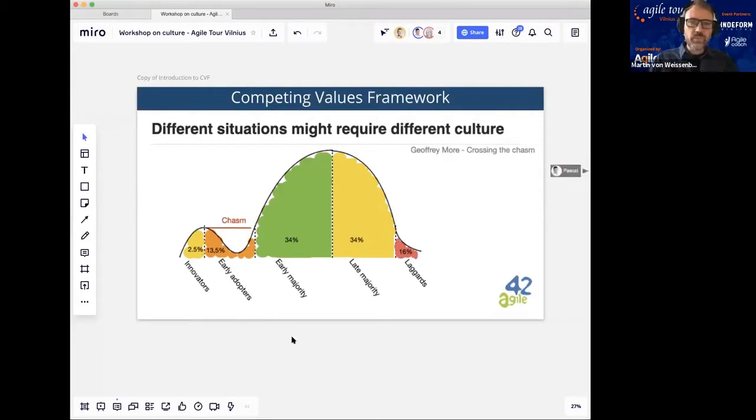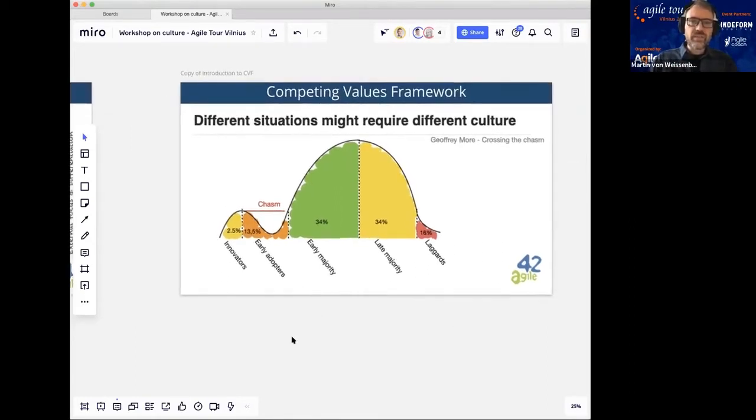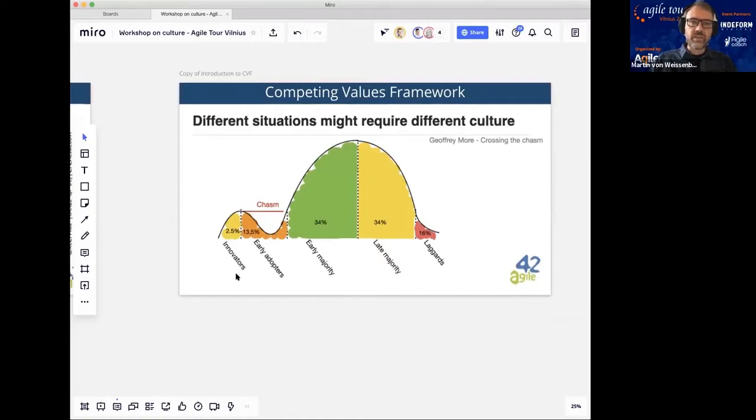So what we wanted to point out here is that in different situations you might have different cultures, and obviously this is self-evident even to me. Innovators and early adopters would have an adhocracy culture, right? Especially the innovators. So new ideas are super important, okay? So that's the kind of culture you would find.